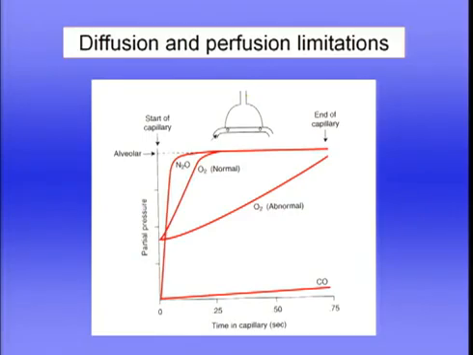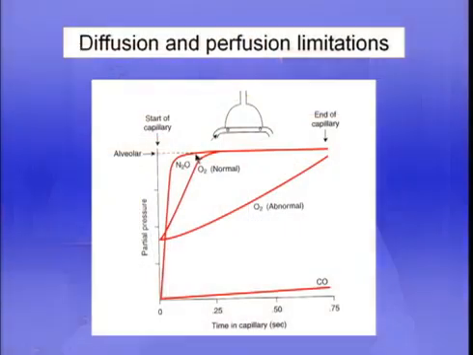So what limits the uptake of nitrous oxide? Well, it's clearly not the diffusion properties of the blood gas barrier, because very early on, the partial pressure of nitrous oxide in the blood is essentially the same as that of the alveolar gas. So no more diffusion takes place over the rest of the capillary. What limits the uptake of nitrous oxide is the blood flow. And so nitrous oxide is perfusion limited.